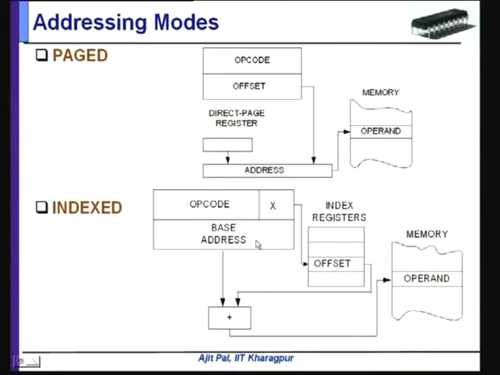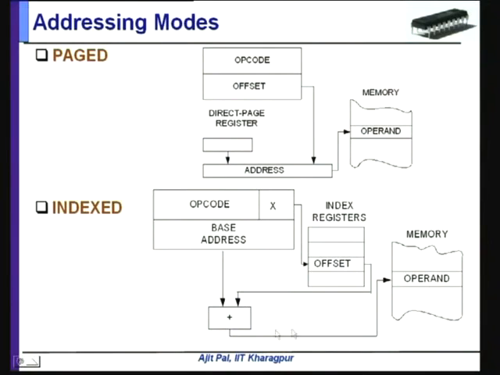So, the base address is the starting address of the array, and then the index register will point to different elements of the array. The base address is fixed, and then you can change the index register value to point to different array elements. If it is 0, it points to the 0th element. If it is 1, it points to the first element, like that. In this way you can access an array very conveniently by indexed addressing. As I said, this is useful in implementing some data structures like array, queue and so on.